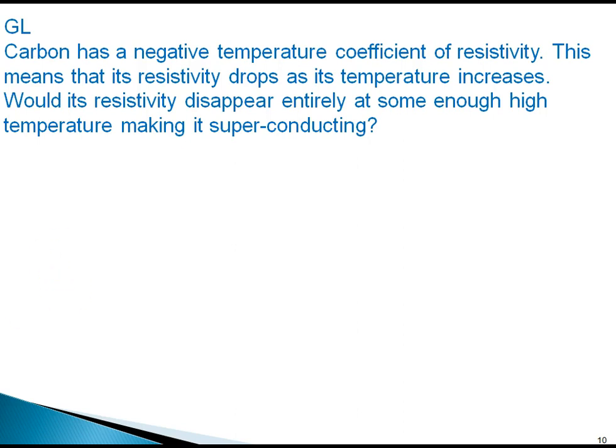Now, next question. Carbon has a negative temperature coefficient of resistivity. Alpha is negative for carbon. This means the resistivity should drop as we decrease the temperature. Can it disappear entirely? Okay. I think we know the formula for the resistivity: rho equals m upon N e square tau.